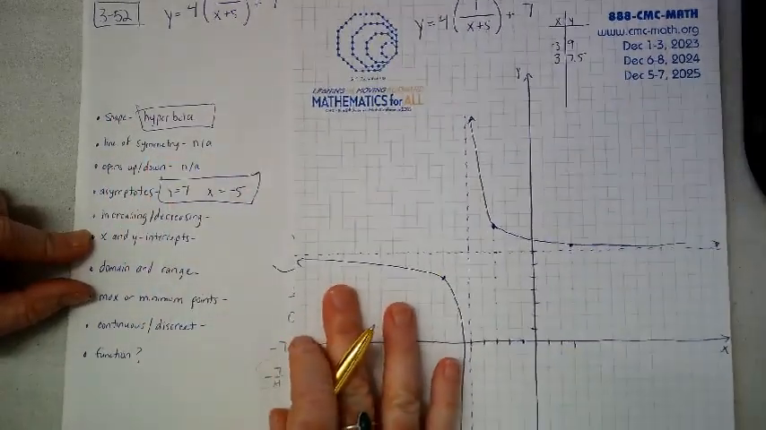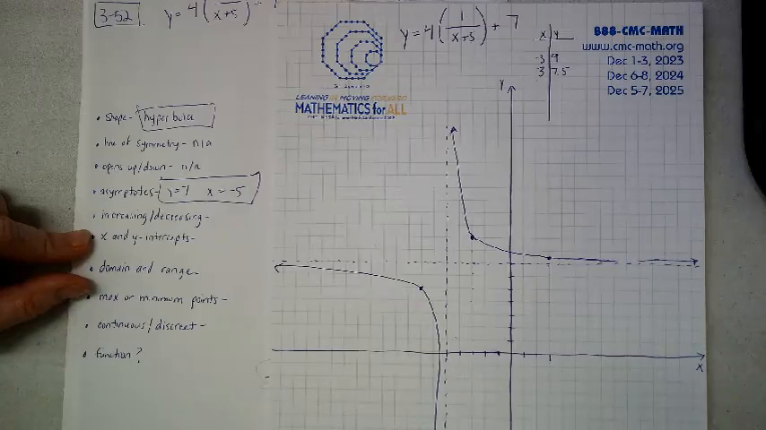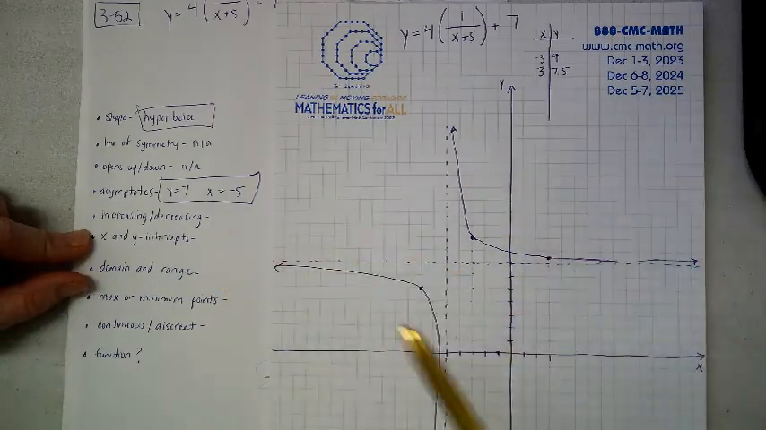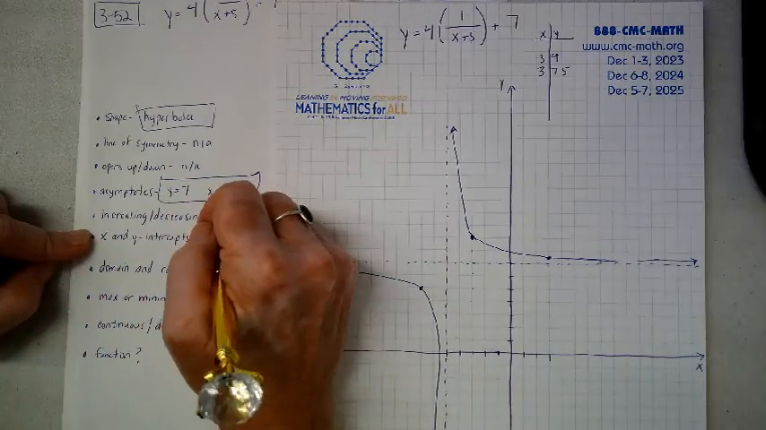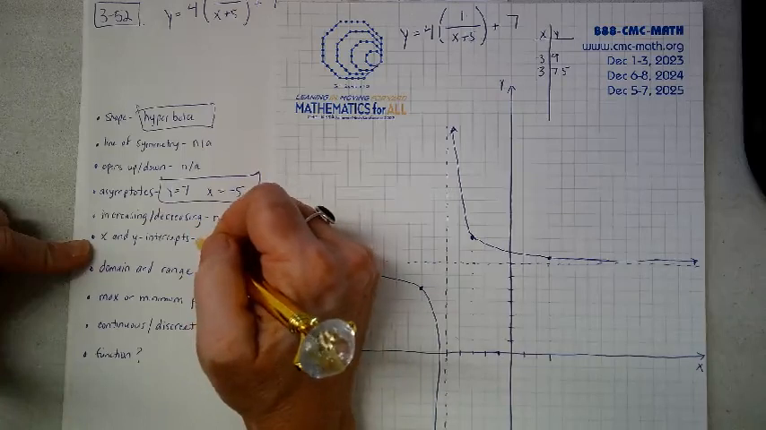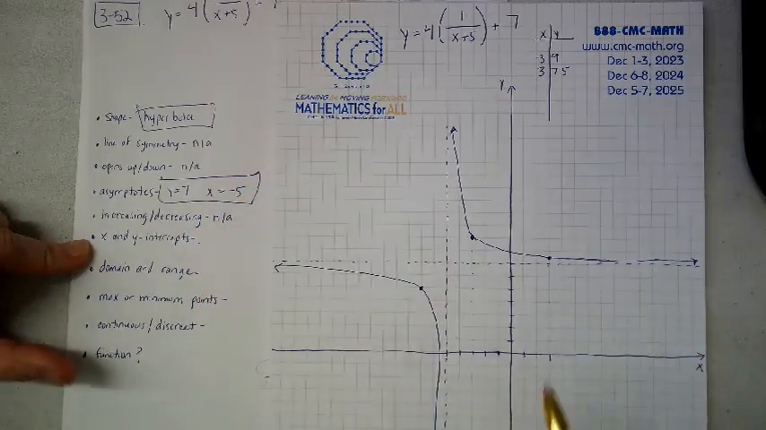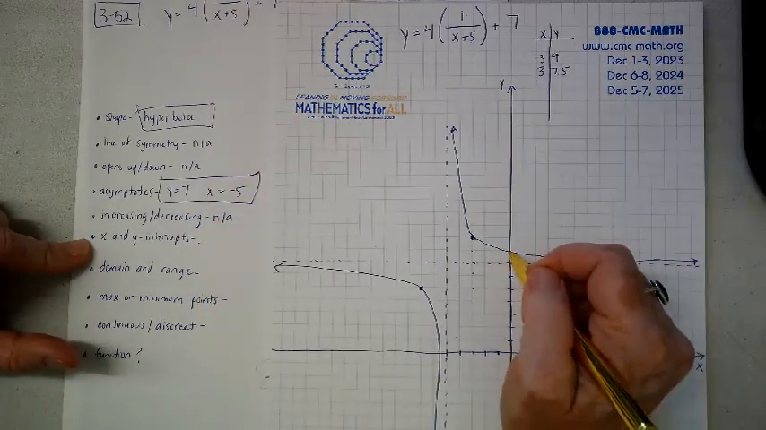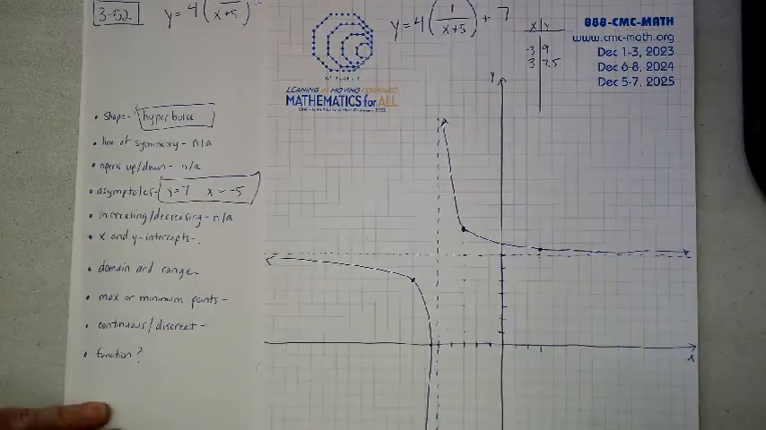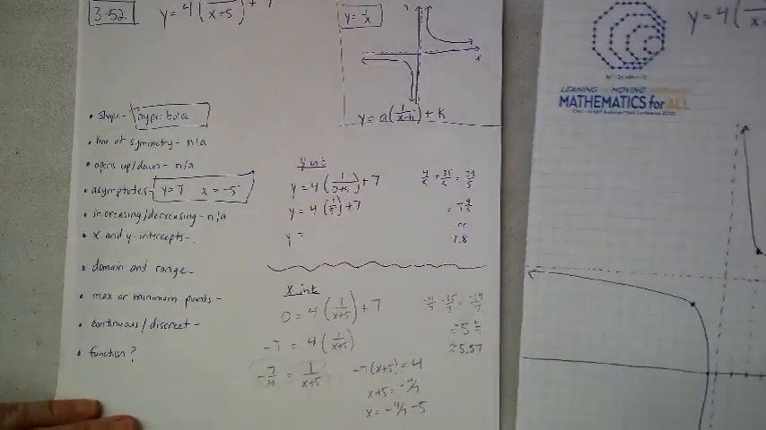I could start talking about how it's decreasing and increasing, but I'm not going to really address that one for this graph. The x and y intercepts I do need to talk about. I see there's one here and there's one here, and I know that I can find them, so I did some work for the intercepts.